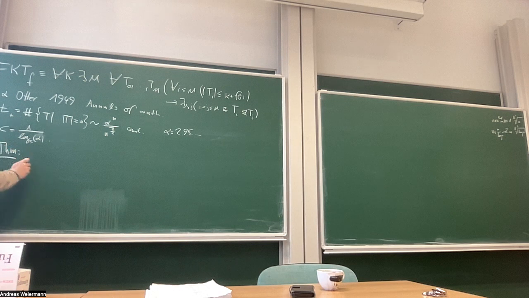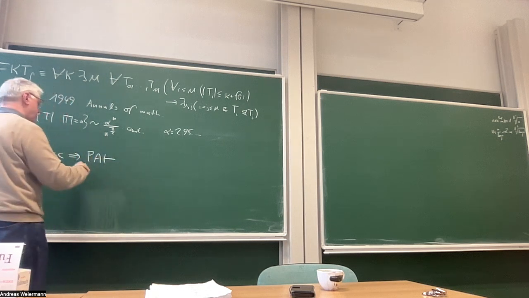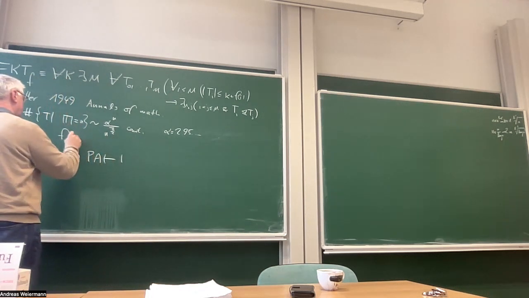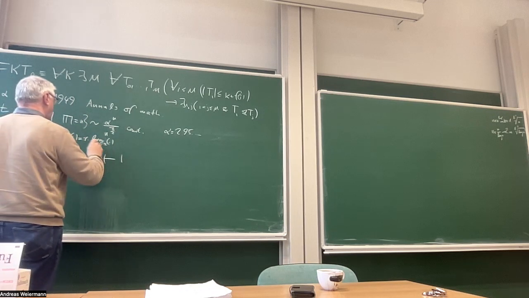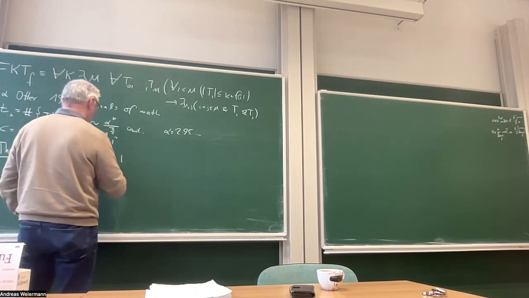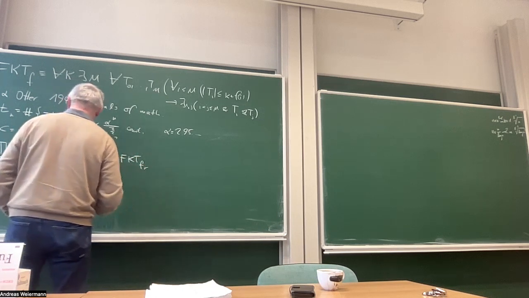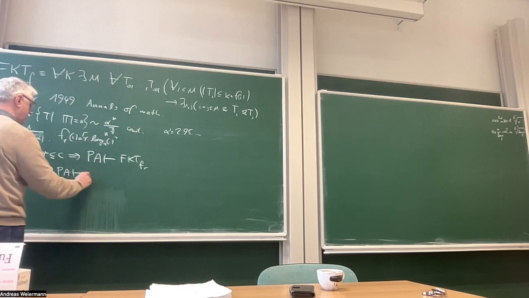The theorem was first, if a rational number R is less than or equal to C, then a simple theory PA proves that FK3 R is true. Then PA does prove FK3 R. And the second theorem is, if R is bigger than C, then PA does not prove it.